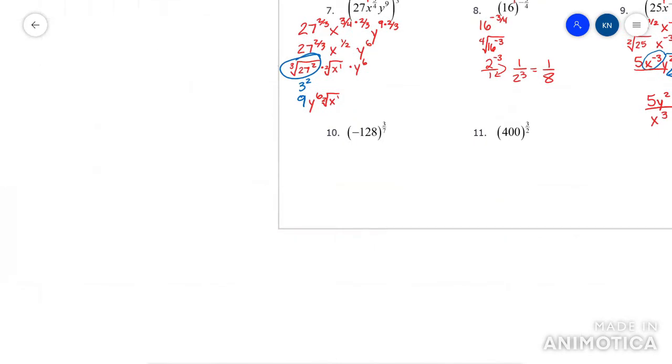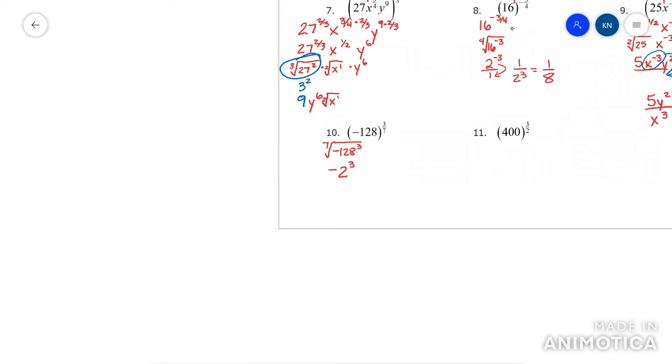Okay, next one. Negative 128 to the 3/7. So that's really like the 7th root of negative 128 cubed. All right, so you would have the seventh root of negative 128, which is negative 2.